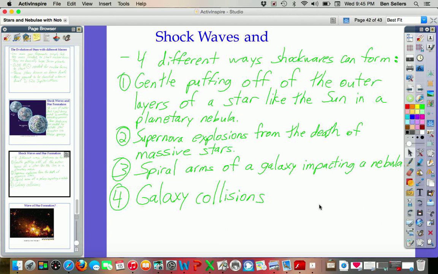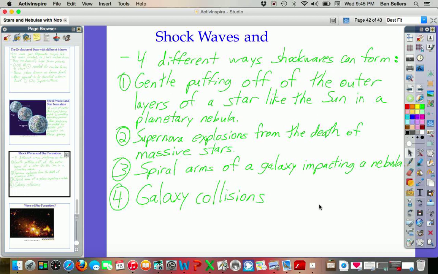There are four different ways they could happen if it's not a ridiculously dense nebula. We need that pressure. We need that shock wave pressure. One way is the gentle puffing off of the outer layers of a medium-sized star like our sun with a planetary nebula. You have supernova explosions. That's a very typical catalyst for a new star birth. It creates a tremendous pressure outward.